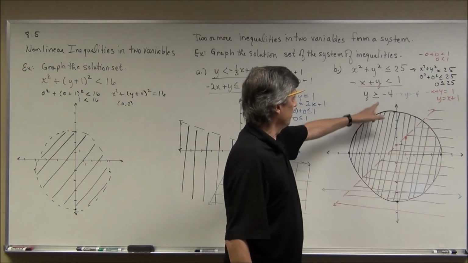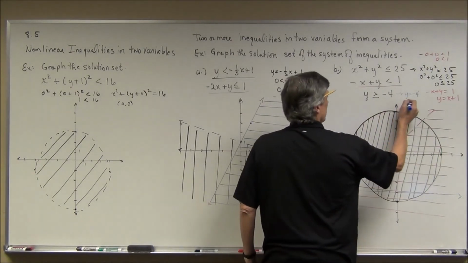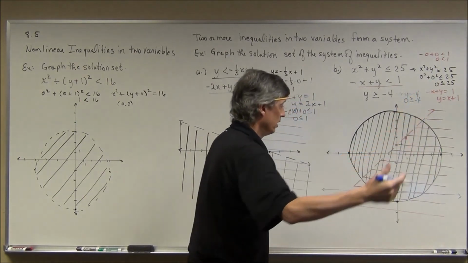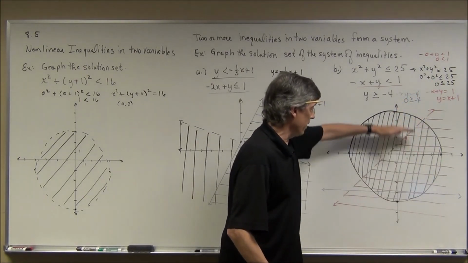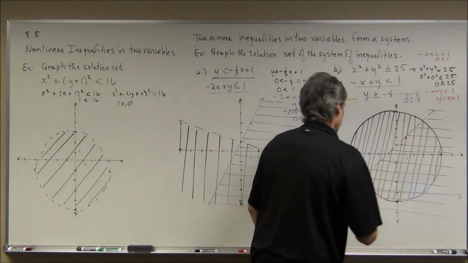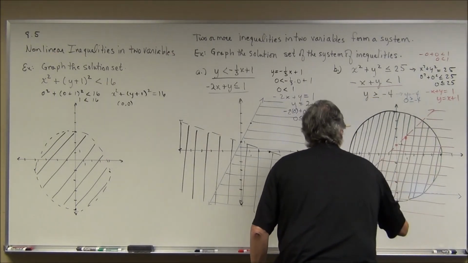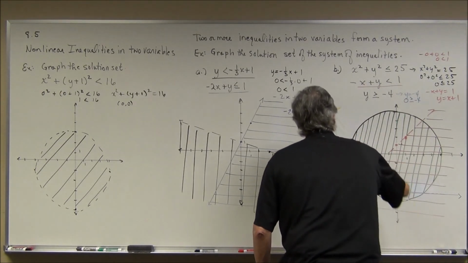Pick 0, 0, plug 0, 0 in. 0 is greater than or equal to -4, which is true. So 0, 0 is up above it, so I shade above it. Now, this is getting messy. Good thing I use different colors. Kind of angle this one off a little bit.